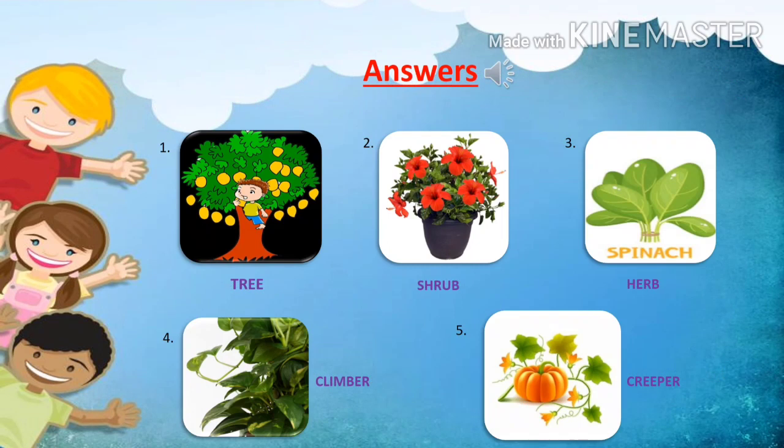Yes. Now let us see whether your answers are correct or wrong. First one, mango plant is a tree. Second one, hibiscus is a shrub. Third one, spinach is a herb. Fourth one, money plant is a climber. And last one, pumpkin is a creeper.